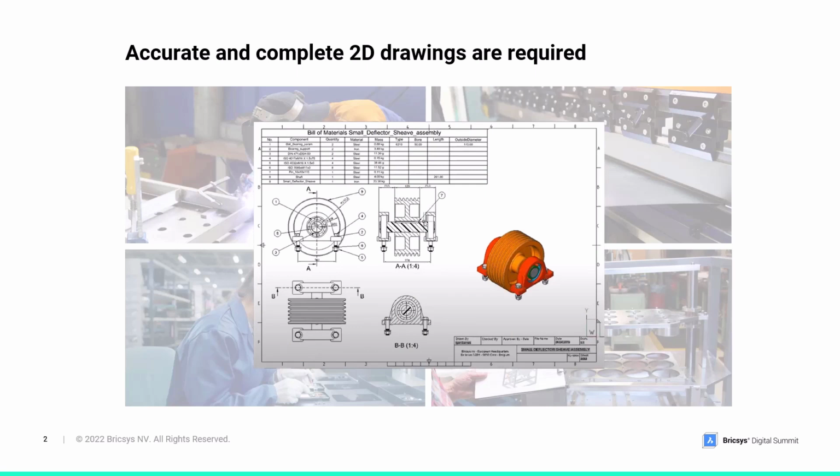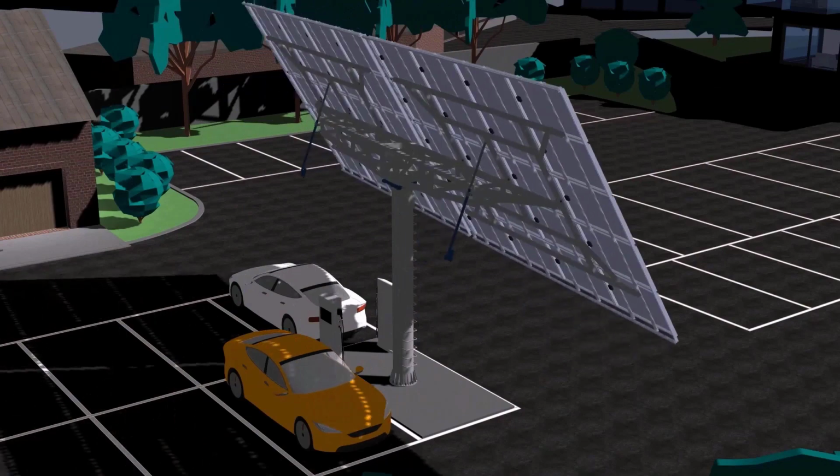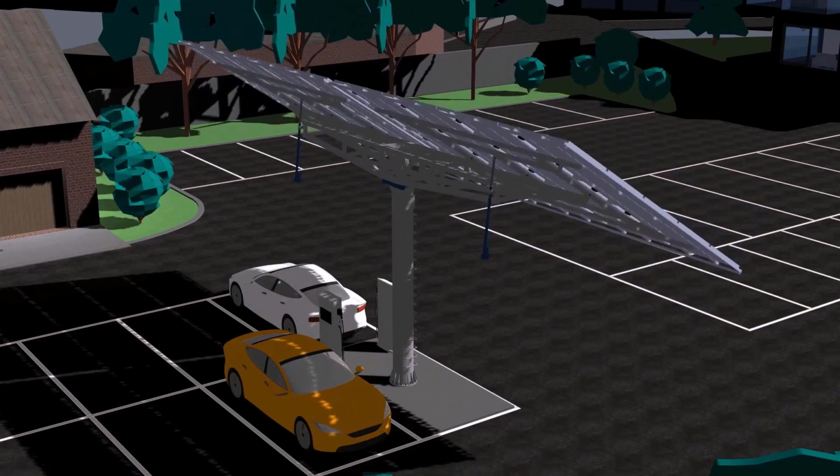BricsCAD Mechanical includes an extensive suite of capabilities for 2D design and drafting. These tools have been purpose-built to help these manufacturers build better. This presentation highlights the 2D design and drafting capabilities of BricsCAD Mechanical.